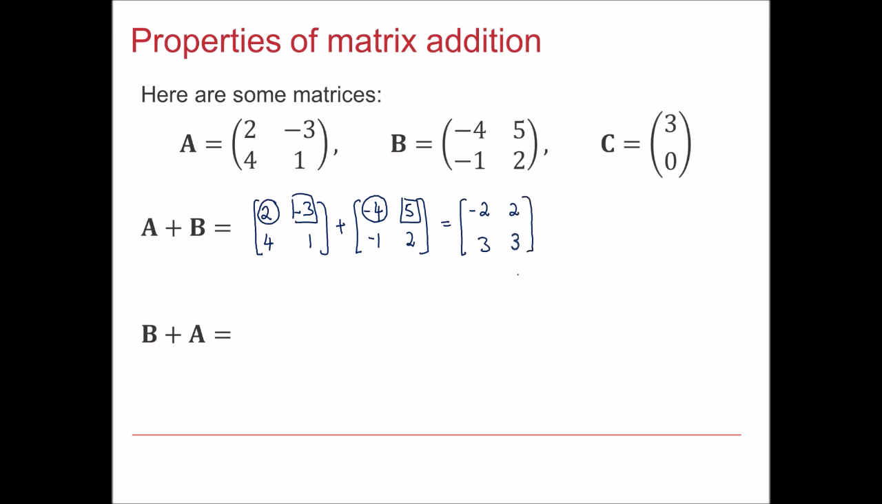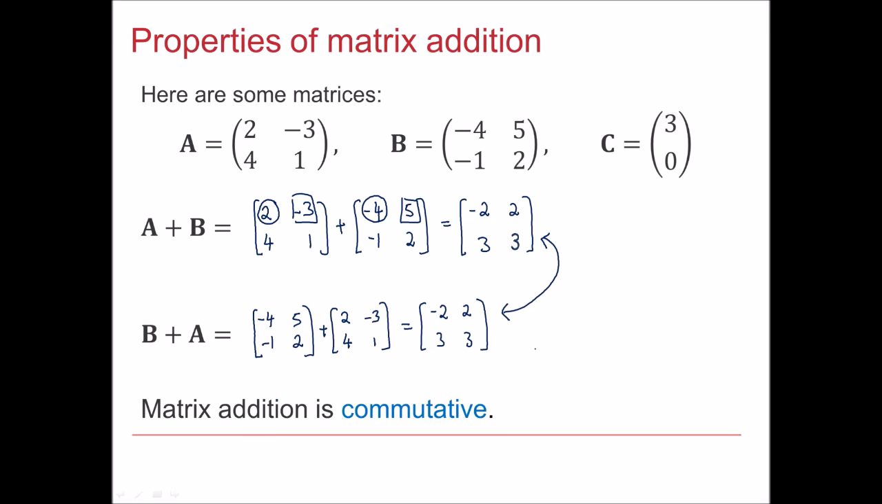Pause the video for a moment while you work out B plus A. OK, for B plus A, we just write the matrices the other way round and add them as before. Top left, minus 4 add 2 is minus 2, 5 add minus 3 is 2, minus 1 add 4 is 3, 2 add 1 is 3. And unsurprisingly, we get the same answer as if we'd done A add B.